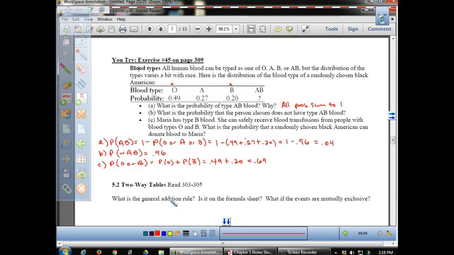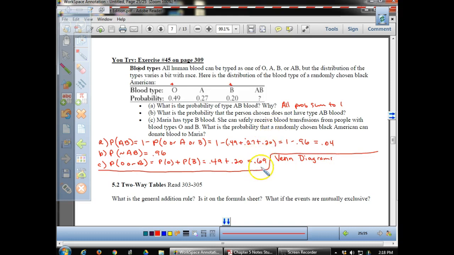Okay, so let's do a little bit more with two-way tables here. So I'm going to start by reviewing Venn diagrams. So let me kind of draw a little line here. It gives us a little bit more space. So Venn diagrams are very helpful in interpreting probability.